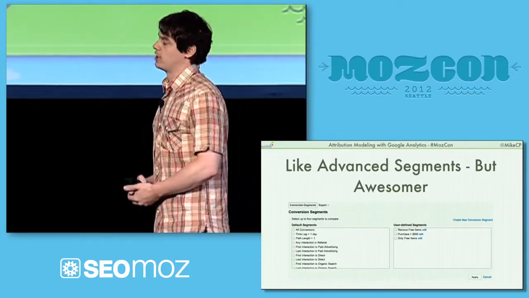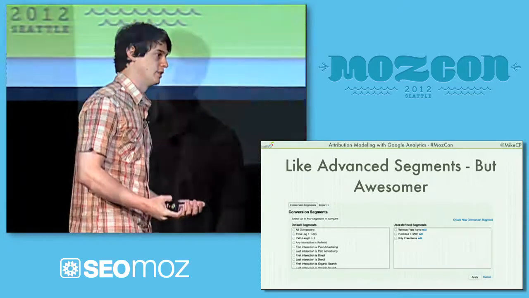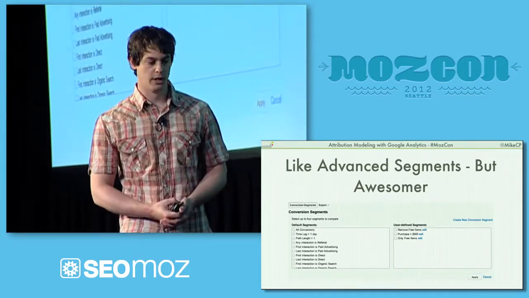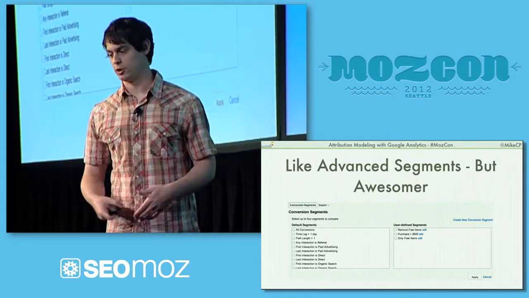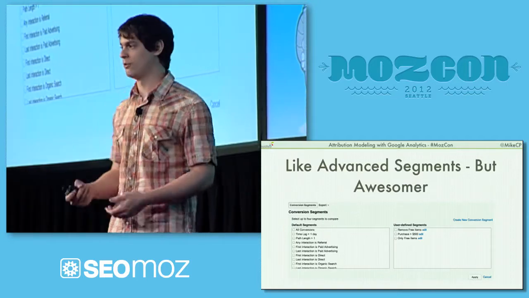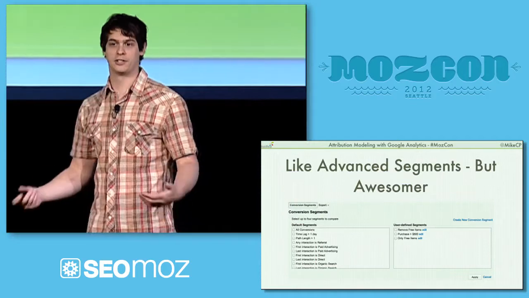They also have the conversion segments in these reports, and these are awesome because of advanced segments. Everybody knows Avinash Kaushik is always talking about the importance of segmentation, and he's right. And here you can do conversion segmentation. One thing that I do at Distilled is look at purchases over $500. I want to look at the people who are spending a lot of money and analyze their path.